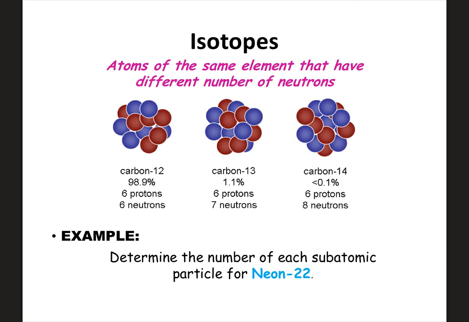It could be different from the number on the periodic table. For example, if you look at this example below here, it says to determine the number of each subatomic particle for neon-22. All right, well, before you look up neon on the periodic table, the most common form of neon is neon-20. It has an average atomic mass of 20.18. So if you round that, the most common form of neon has a mass number of 20, but this is neon-22. Oh well, that's what its mass number is.